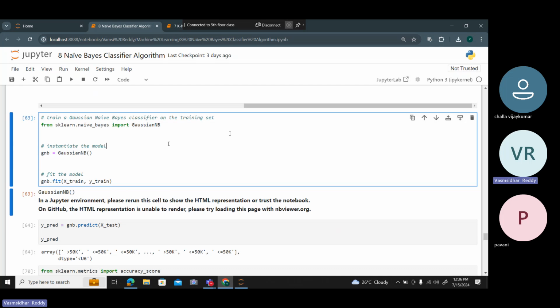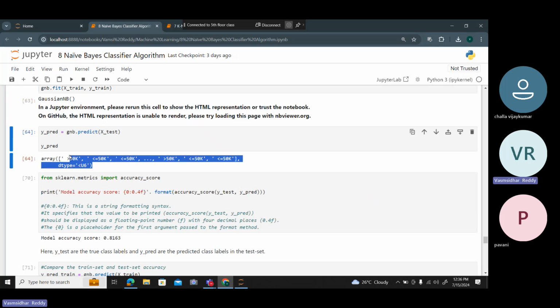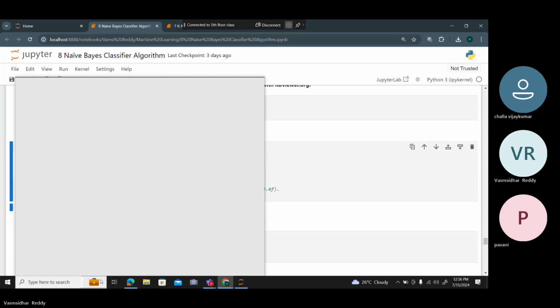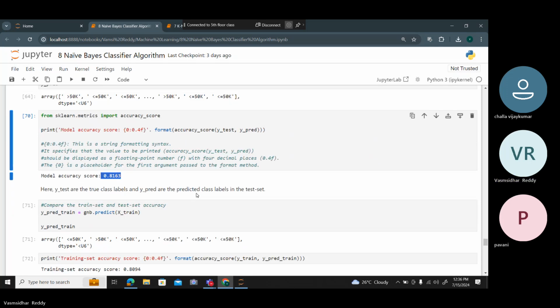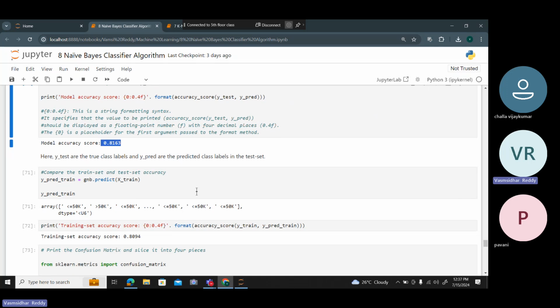I am initializing the model. And in that model, GNB.fit, I need to pass X train and y train, and I'm going to predict the values based on X test. y_predict equals GNB.predict(X test). Okay, this is the output. If you want to find the accuracy, it's around 81%. Understand? 81%. Clear? Like this the algorithm goes.